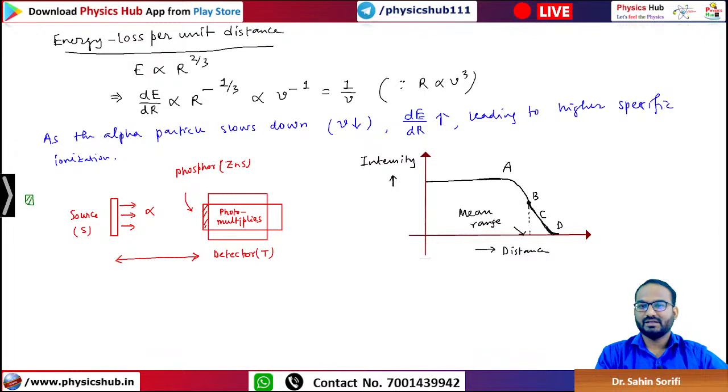This alpha particle range determination is a statistical process. So the range will be more or less an average number, but there is some shift around the mean range. Mean range is not a fixed value. You get a shift in the mean range. That is called straggling. We'll talk about it today only. So this is your extrapolated range. Let me tell you what exactly we are doing.